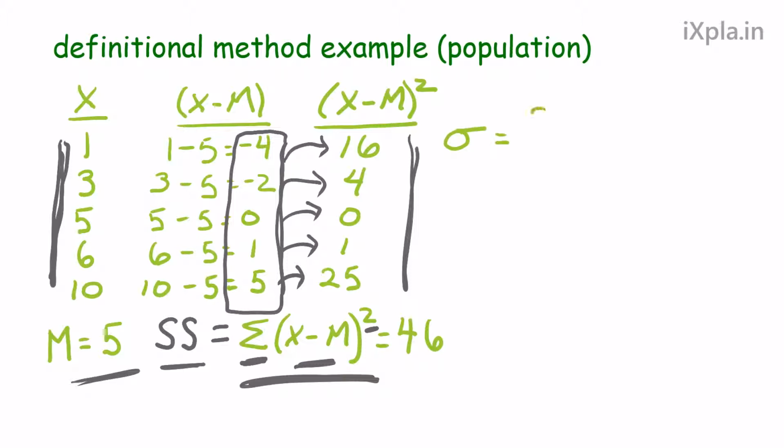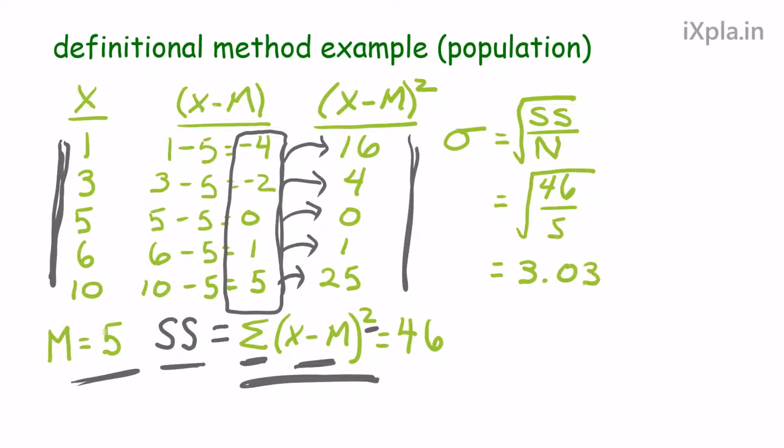The standard deviation for a population is equal to the sum of squares divided by n, and then you have to take the square root of that whole thing. So in this case, that's going to be 46 divided by 5, and then the square root of that. And that's going to give us 3.033. Now let's think about what this means. I said that the definitional formula is going to help you understand why the standard deviation is thought of as the typical deviation of scores from the mean. We have a standard deviation of 3.03.